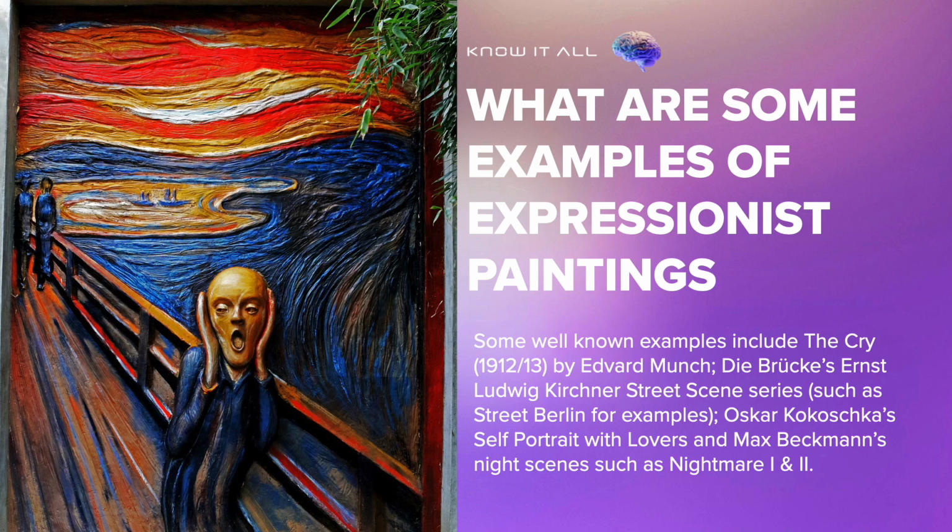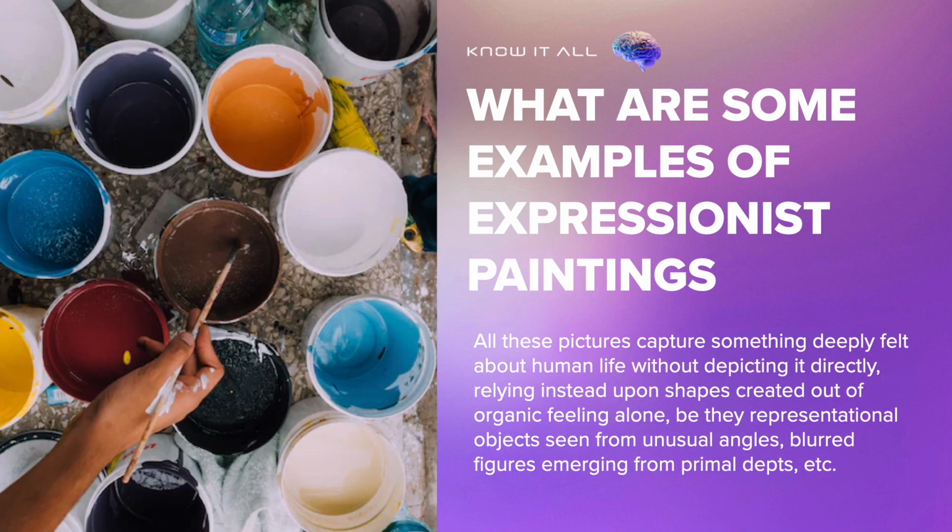Some well-known examples include The Cry, 1912-13, by Edvard Munch, Ernst Ludwig Kirchner's street scene series, such as Street, Berlin for example, Oskar Kokoschka's Self-Portrait with Lovers, and Max Beckmann's night scenes such as Nightmare 1 and 2. All these pictures capture something deeply felt about human life without depicting it directly, relying instead upon shapes created out of organic feeling alone, be they representational objects seen from unusual angles, blurred figures emerging from primal depths, etc.